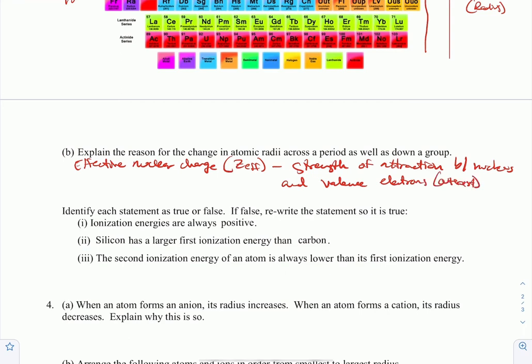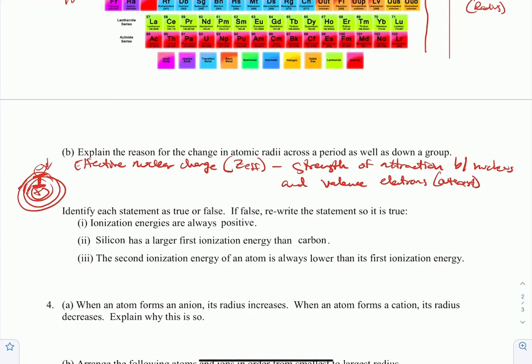So how much pull does the nucleus feel on, let's say, an n equals 3 electron, when it's trying to pull on that electron? Remember, the nucleus is positively charged with protons, and it's trying to pull on this negatively charged electron. Depending on how many layers of electrons separate them and how far away it is, that determines how strong this attraction is.